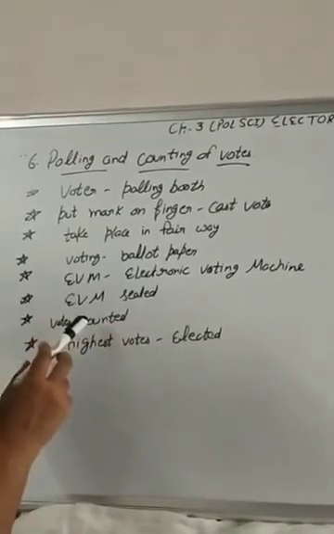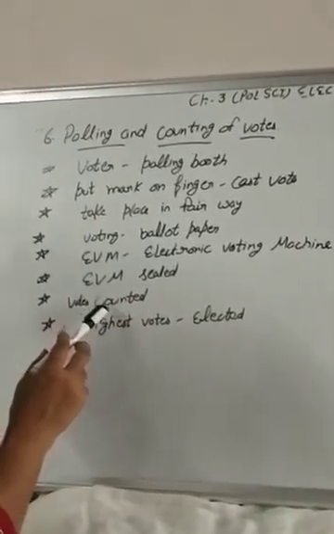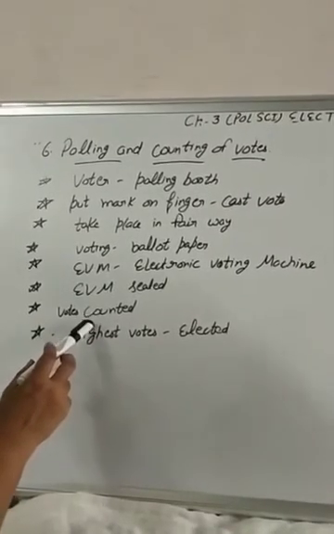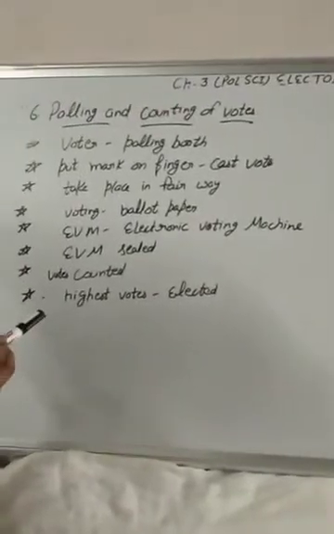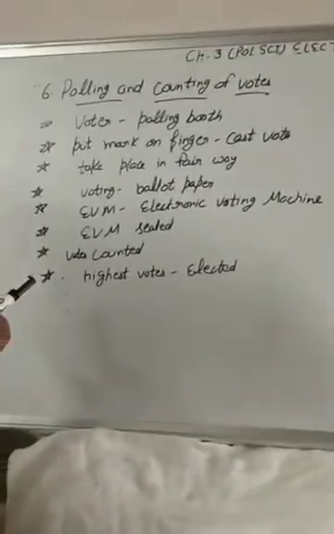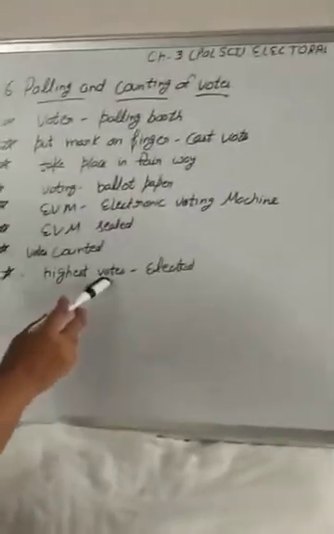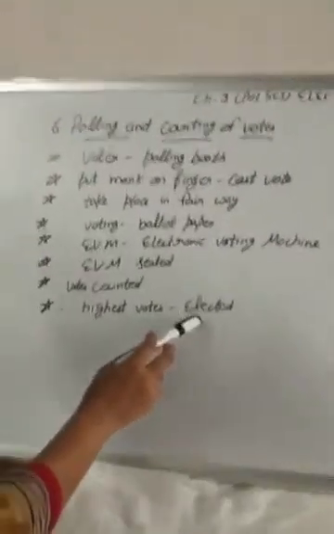And after a few days, on a fixed date, all the EVMs from a constituency are opened and the votes secured by each candidate are counted. The agents of all candidates are present there to ensure that the counting is done properly. And the candidate who secures the highest number of votes from a constituency is declared elected.